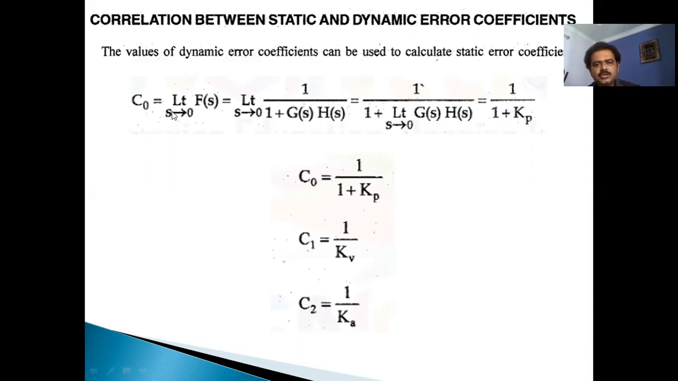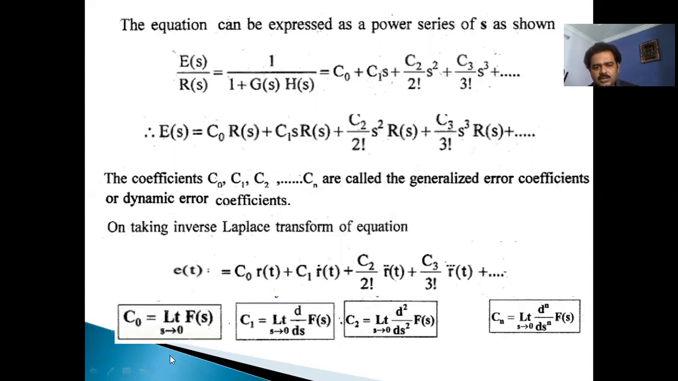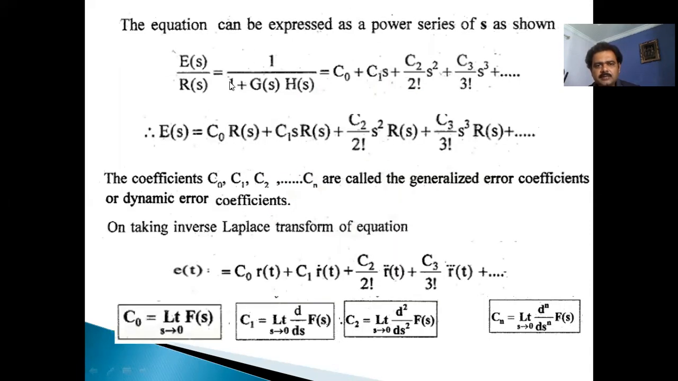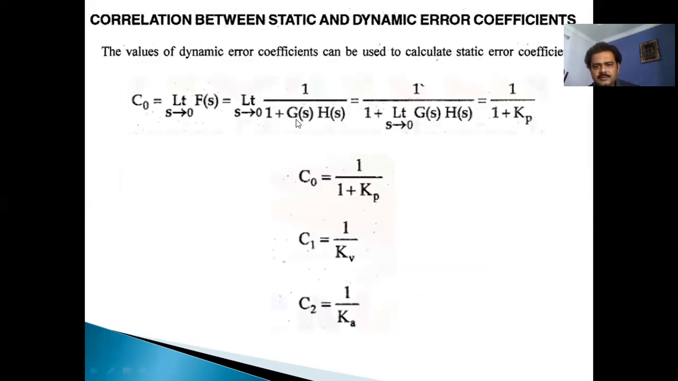This is the first one. First consider C0 is equal to limit s tends to 0 of F of s. That is the first error coefficient, the dynamic error coefficient I have considered. Now, what is F of s? F of s is nothing but this function, 1 by 1 plus F of s into G of s.